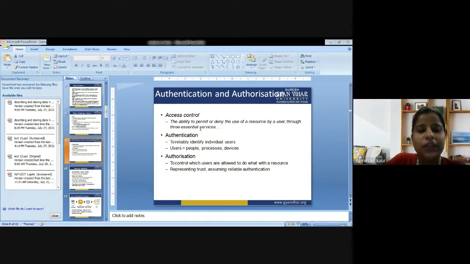Next is authentication. That is to authenticate something so that it is a valid construct: to reliably identify individual users, which could be people, processes, or devices. Next is authorization. Authorization means to control who can use my information, which users are allowed to do what, and with which particular resource. It could represent trust, assuming reliable authentication. So these are the three terms that are very crucial to network security: access control, authentication, and authorization.